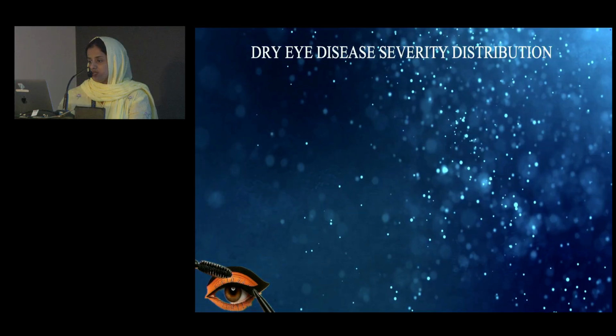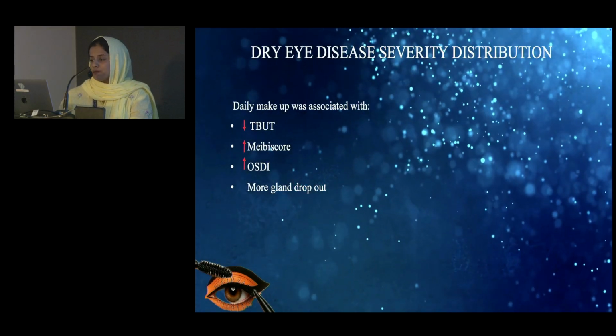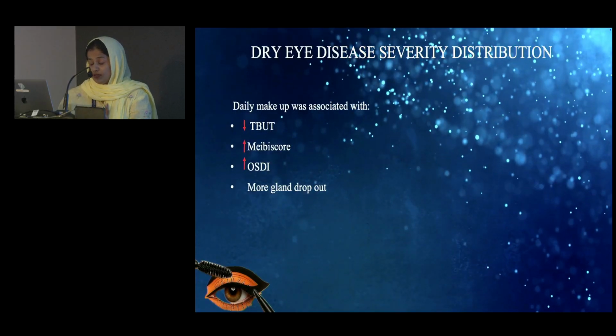So, dry eye severity varied significantly across the groups, and daily makeup use was associated with poor TBUT, higher meiboscore, and higher OSDI symptom score.